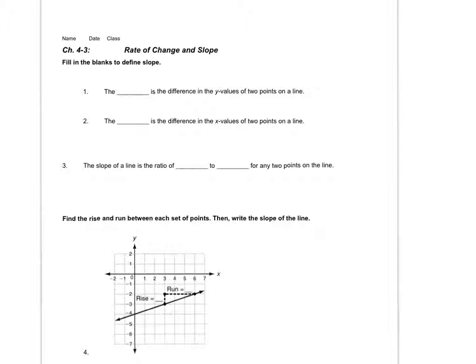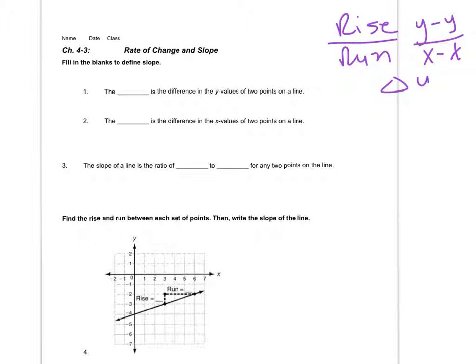of a graph. So in the first one, what we want to do is the blank is the difference in the y values of 2 points. Remember, slope is another way of saying rise over run. Okay? And that's y minus y over x minus x. Another way I've told you is delta y over delta x. That means change. The change in y over the change in x. When I say change, I'm also referring to the difference. So the blank is the difference in the y values.